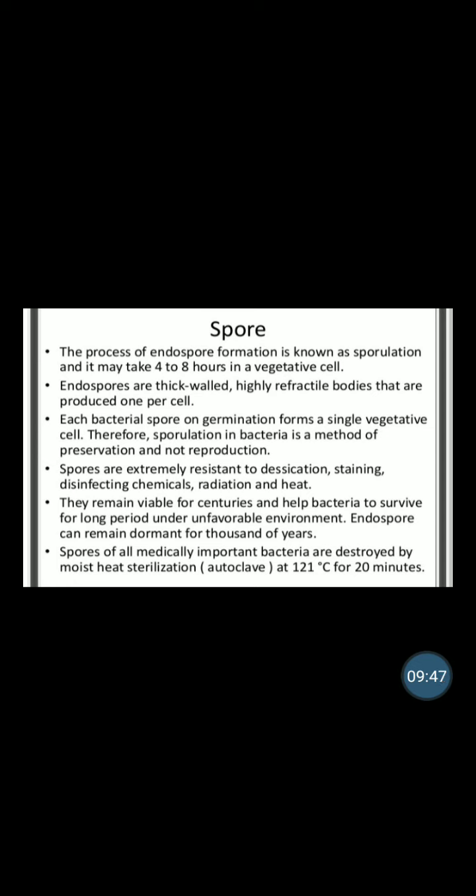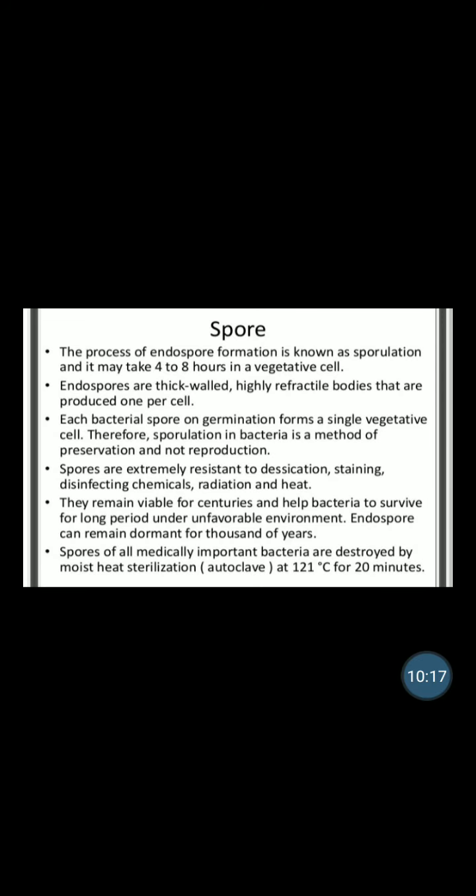Next part of bacteria, that is spores. The process of endospore formation is called sporulation. In this process of sporulation, it may take 4 to 8 hours in vegetative cells.